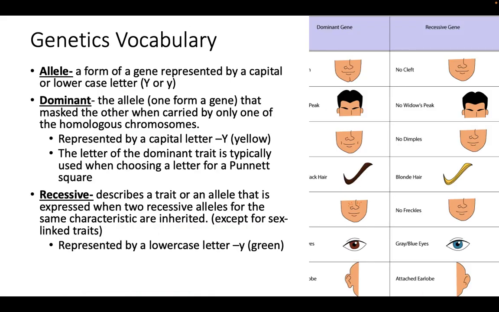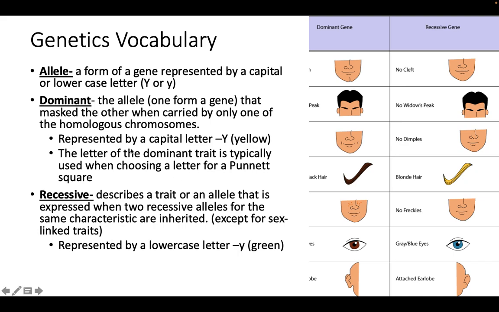All right. So vocabulary. Allele is a form of a gene, and when we talk about alleles, we generally represent them with a capital or lowercase letter, like a big Y or little y. Dominant is a form of the gene, the allele, that masks others when carried by only one of the homologous chromosomes. So this is the one that's going to provide the trait.